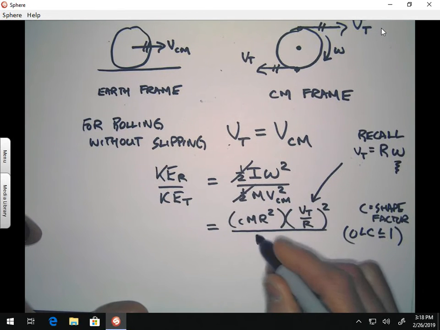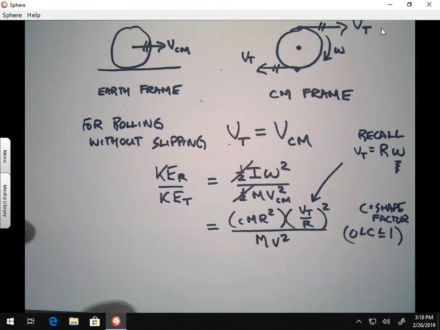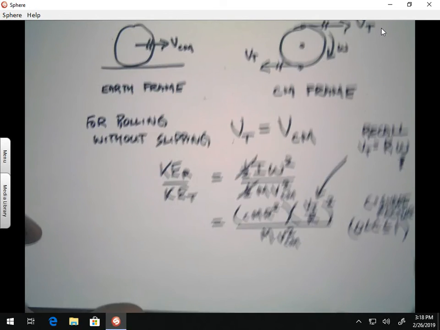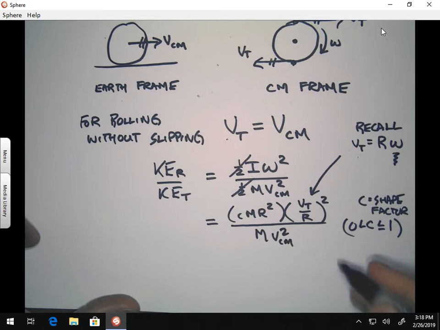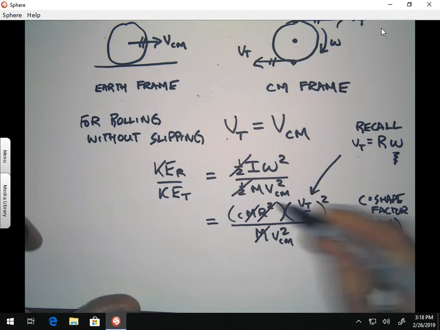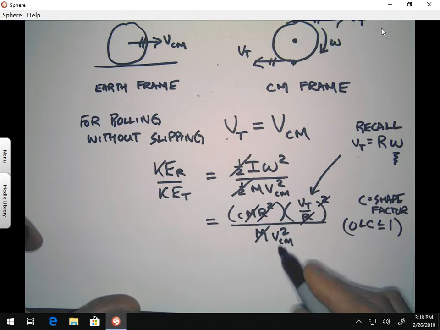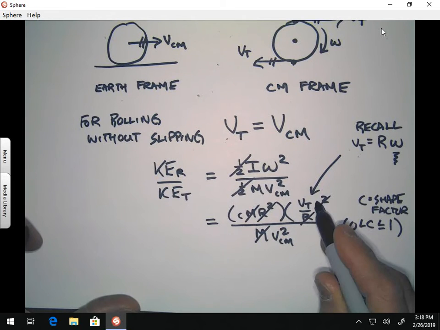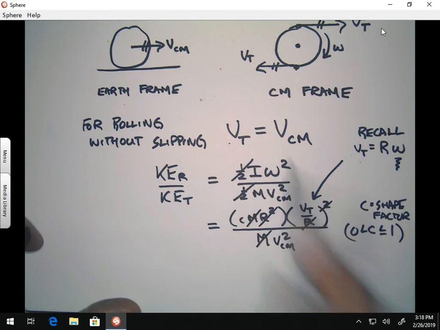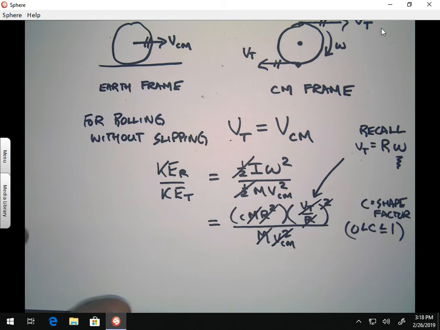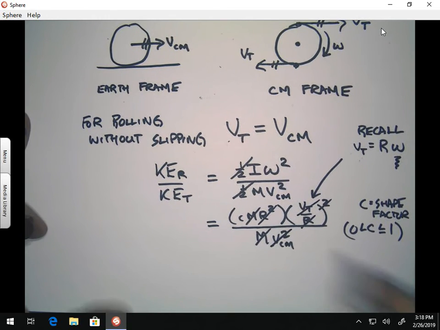Before I forget, I'm going to write the bottom part in here. And now I'm just going to go crazy with canceling stuff. Okay? So masses cancel out. R squared cancels R squared. V center of mass squared cancels V tangential squared. Remember, V tangential and V center of mass are the same, so these actually go away. And this is really beautiful because so much stuff cancels here, and the only thing you're left with is C.